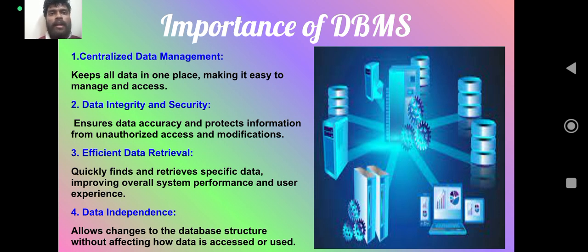Okay, and the data integrity and security ensures data accuracy and protects information from unauthorized access and modification. Once we store the data in the DBMS software, it protects our data from unauthorized access. That's what it says. Okay, efficient data retrieval quickly finds and retrieves specific data, improving overall system performance and user experience. Once we store the data, we can retrieve the data from the DBMS by writing a query. Okay, and data independence allows changes to the database structure without affecting how the data is accessed or used.